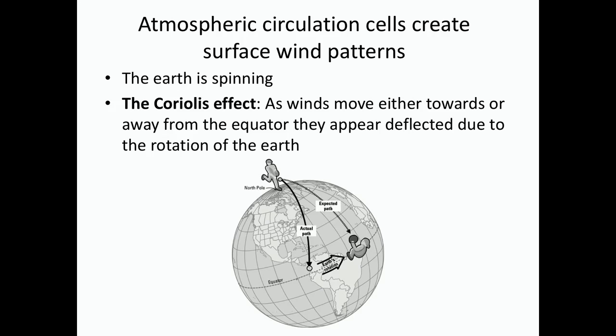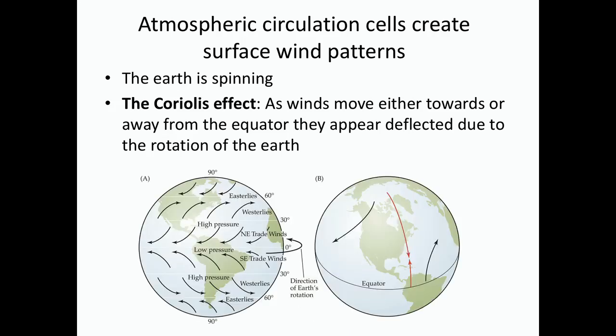This is what's called the Coriolis effect. So as winds move either towards the equator or away from the equator, they appear to be curved, they appear to deflect to one side because of the rotation of the Earth. Because we have some wind moving north and we have some wind moving south, as was shown in that last graphic, we end up with some wind being deflected west and some winds being deflected east.